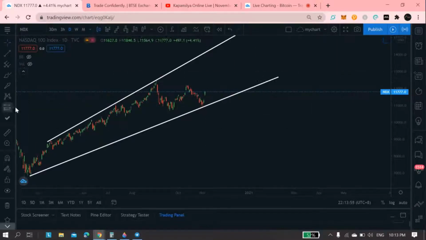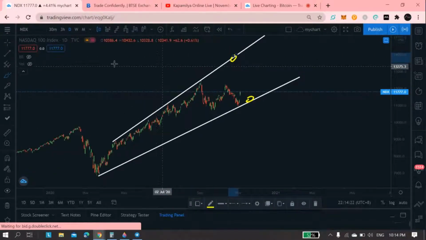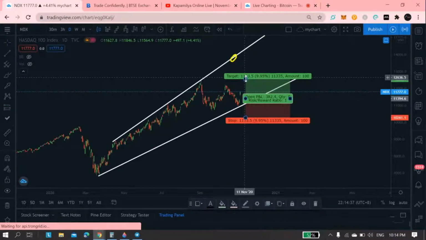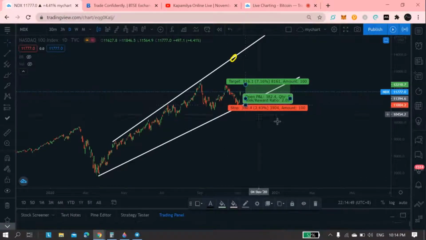So I'll just wait for it to fill this possible gap. I'll just wait at this area, at support area, and my possible target, this area. So another possible all-time high for Nasdaq. I can take a TP1 here and another TP after it breaks this double top. And my support area or stop loss area. So yeah, risk reward ratio of 2.09.